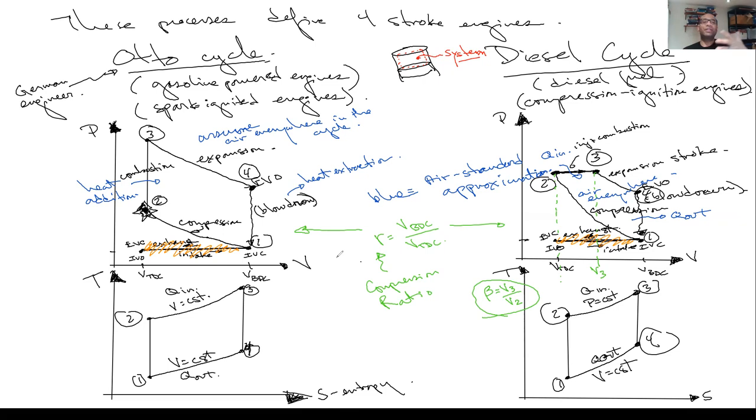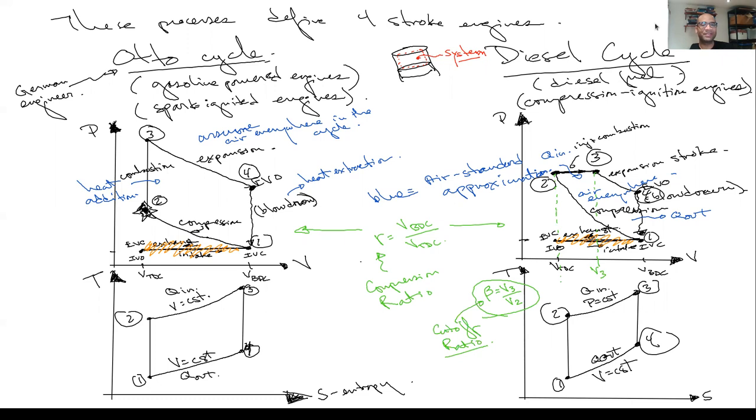Beta is actually related to the amount of heat that you're dumping in, and we'll see how to compute it. This has a name, it is called the cutoff ratio. It's a measure of how much fuel you're dumping in, or how much energy you're adding into the diesel cycle. So this is not independent. Okay, and that's it. This is all the numbers we want to talk about.